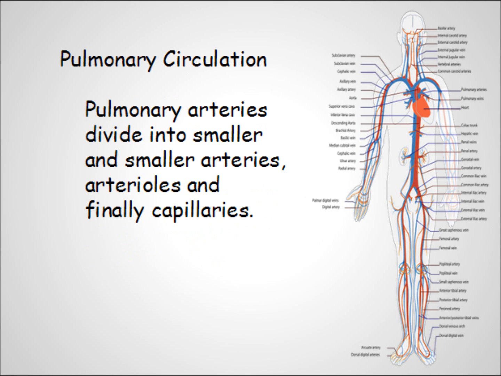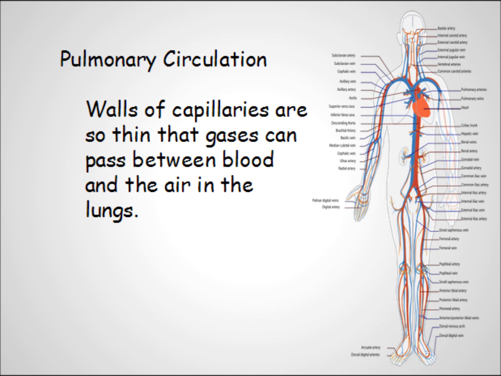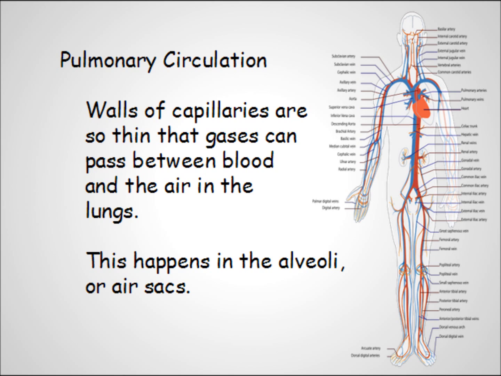In the lungs, those arteries divide into smaller arteries called arterioles. Those continue to divide into smaller arterioles and finally into the tiny capillaries. Capillaries are so small that blood cells have to line up single file to pass through. It is at this microscopic level that the walls of the vessel are so thin that gases can pass between the blood and the air in the lungs. This happens in the alveoli, or air sacs in the lungs.